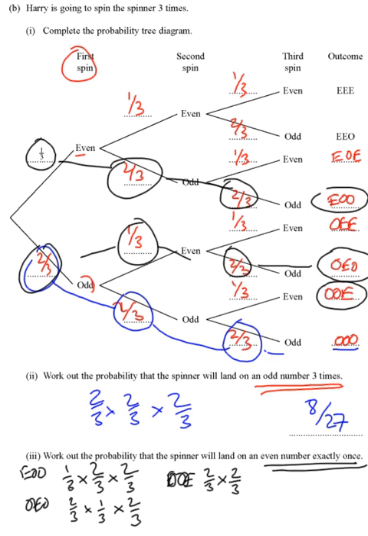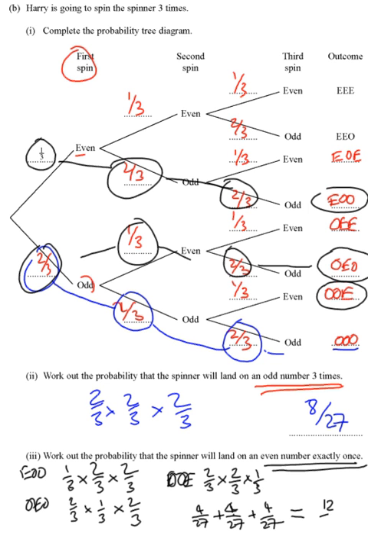You'll notice that the probability for each of those 3 outcomes is the same. So you could just easily work out the probability of 1 and multiply it by 3 in this particular case. The probability of each individual one comes out as a third times 2/3 times 2/3, which is 4/27. So you get 4/27 for EOO, you get 4/27 for OEO, and you get 4/27 for OOE. And with those 3 different outcomes that all correspond to the result we want, we add those probabilities together.